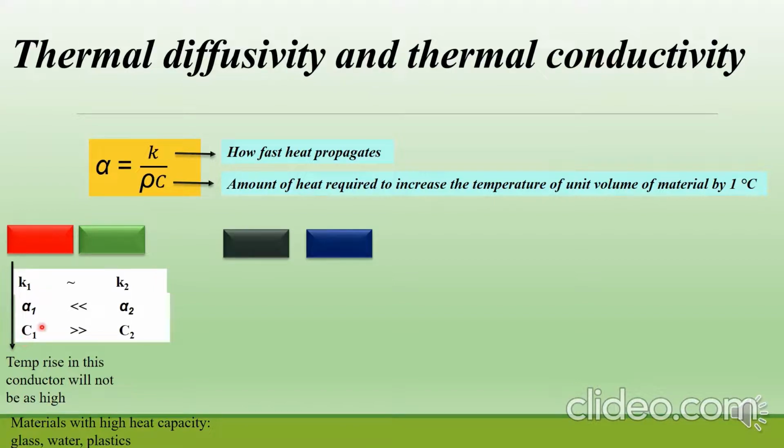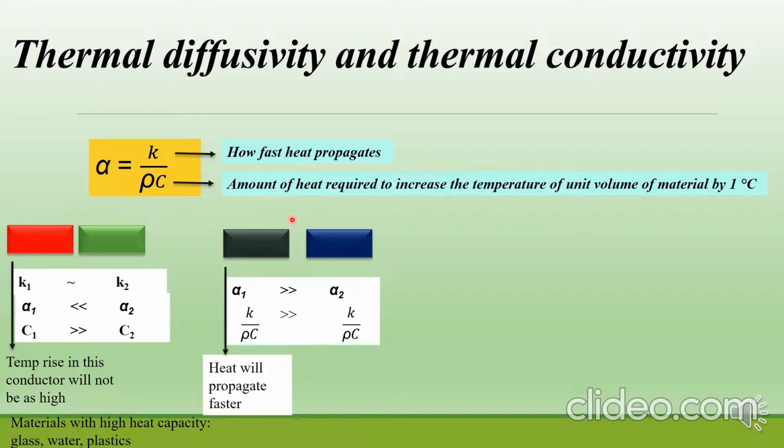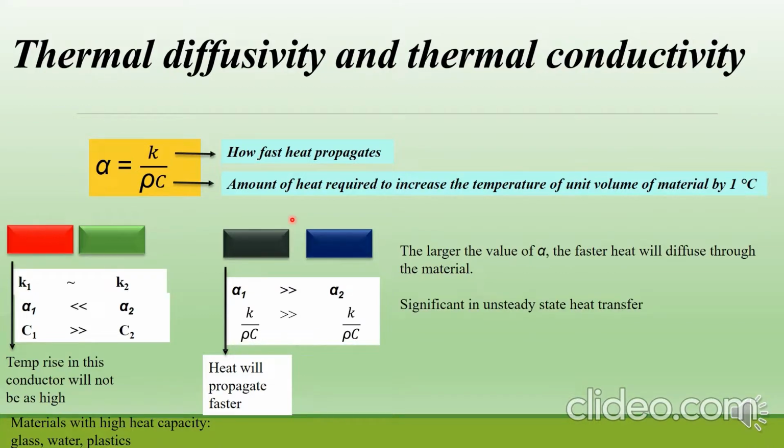Let's just now look at the other example, of black and blue body. The black body has a greater thermal diffusivity than the blue body, which means the rate of heat transfer will be high in the black body, which has a greater alpha. But if you want to look into the temperature rise, then we have to look into the heat capacities of the system. To summarize, the larger the value of alpha, the faster heat will diffuse through the material.